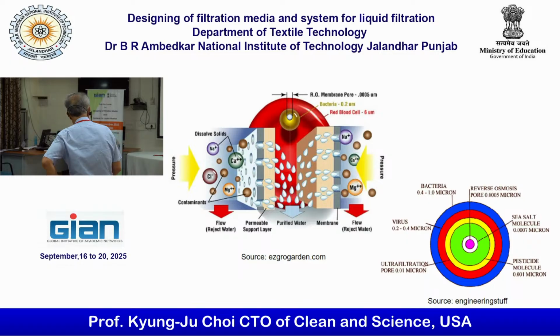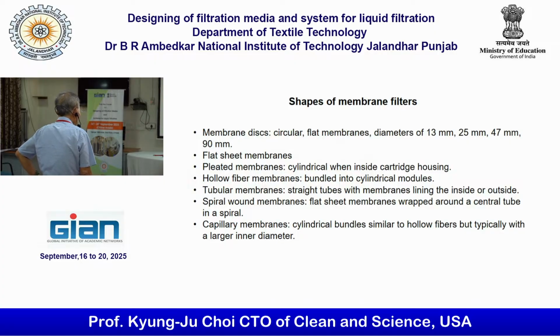The membrane element is... Shape of membrane filters. Membrane disc, circular, flat membrane, diameter about 13 millimeter, 25 millimeter, 47 millimeter, 90 millimeter. And then they do have a flat sheet membrane, pleated membrane, cylindrical, when inside the cartridge housing, hollow fiber membranes, bundled with the cylindrical. He already showed us. A tubular membrane, straight tube with a membrane lining inside or outside. Spiral wound membrane, flat sheet membrane wrapped around a central tube in a spiral. Capillary membrane, cylindrical, bundle similar to hollow fiber, but typically with a larger inner diameter.